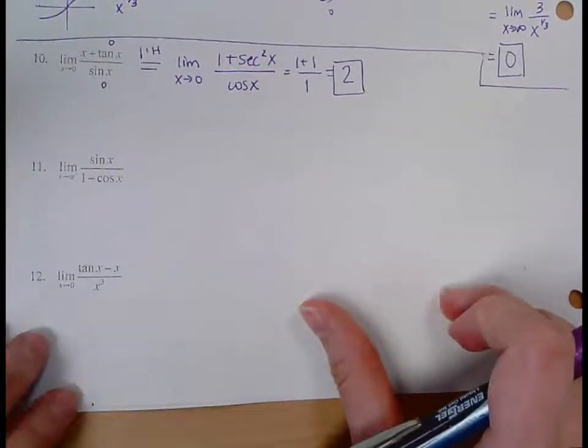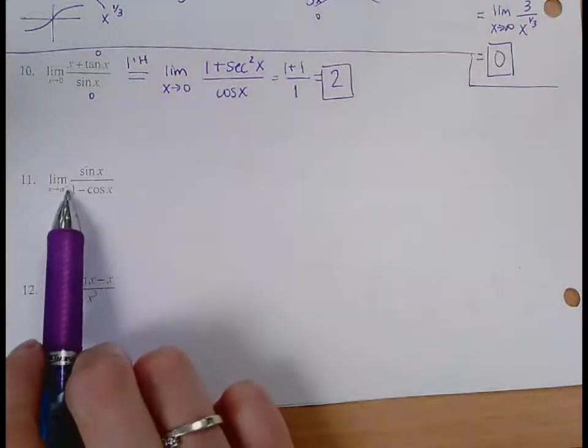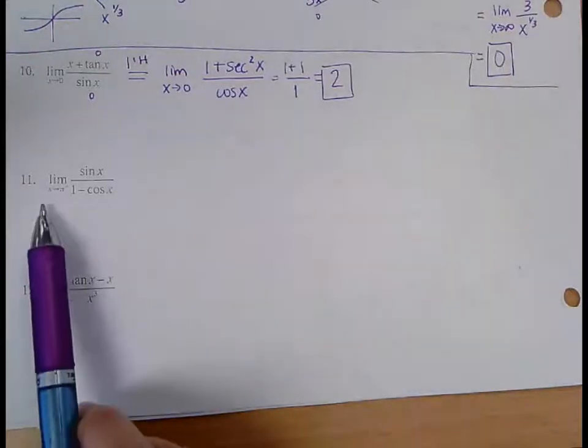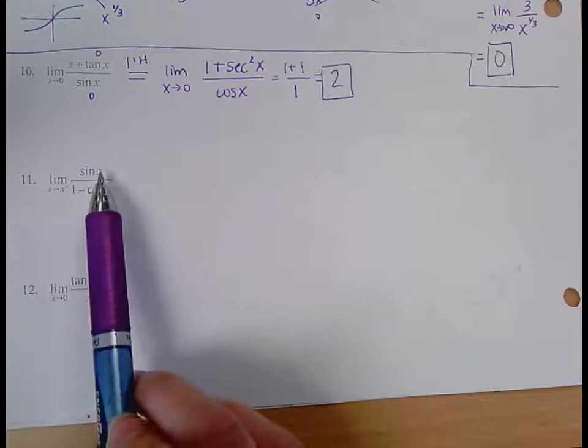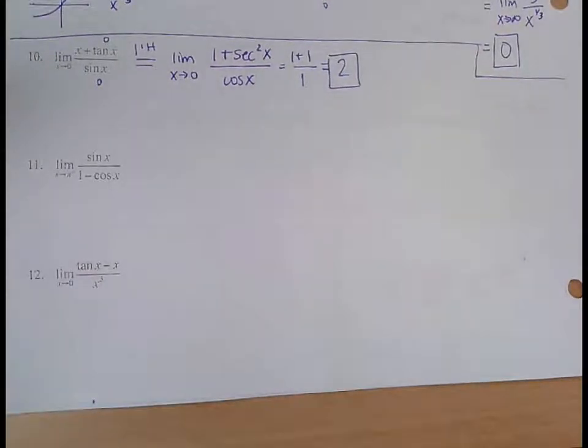All right, for number 11, limit as x approaches pi from the left. So L'Hopital's rule can still be used with one-sided limits, again, as long as you have an indeterminate form. So we have the limit as x approaches pi from the left of sine of x over 1 minus cosine of x. So if we use direct substitution, what is sine of pi?